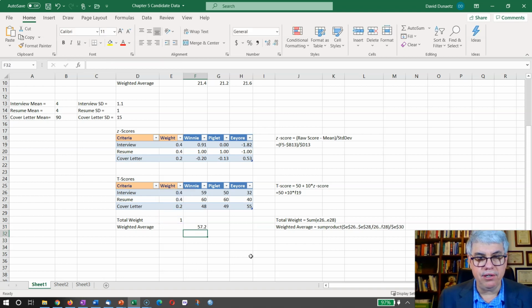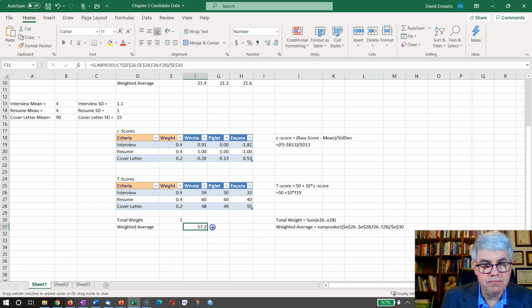I press enter, and we have a weight of 57.2 for Winnie. We bring it over to Piglet and Eeyore. Piglet gets 53, and Eeyore is only 39.8 now because the cover letter has been weighted correctly. The two that are most important, the interview and the resume, by normalizing these scores, they carry the weight that they should. So Winnie is the candidate that we should choose.